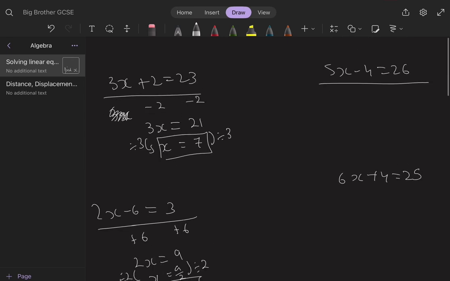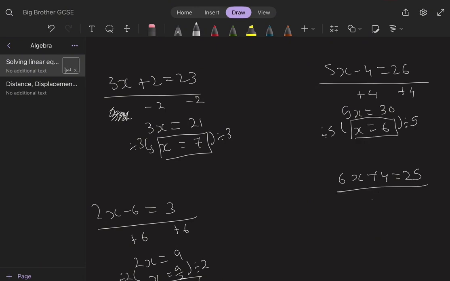For the third one up here, we must plus 4 to both sides. That means 5x is equal to 30. That means to find x, we must divide by 5. Divided by 5, x is equal to 6.